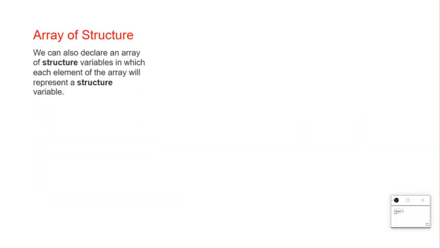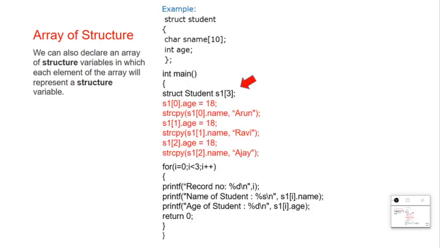So let us see what is array of structure. In a structure also we can have an array, and structure supports array. So we can declare an array of structure variables in which each element of the array will be represented as a structure variable. Okay, so remember, structure array and array of structure are same. Okay, don't get confused.